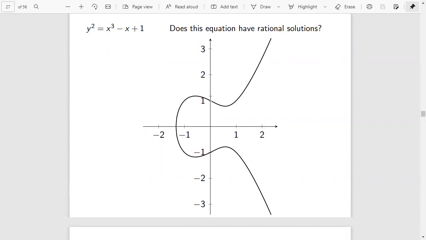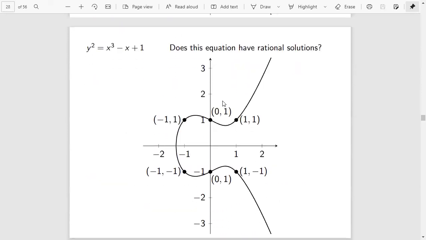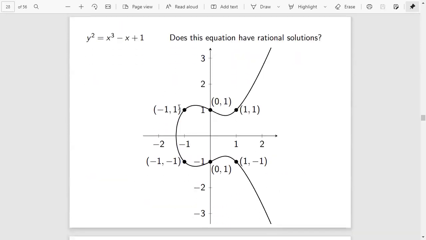So I picked this curve because it has some rational solutions that are easy to spot. Anybody see any more? 1, 1. Okay. So this curve actually has 6 easy to spot rational solutions: 0, 1, 1, 1, minus 1, 1, and their counterparts down below the x-axis. Does it have any more? This is a much harder question.